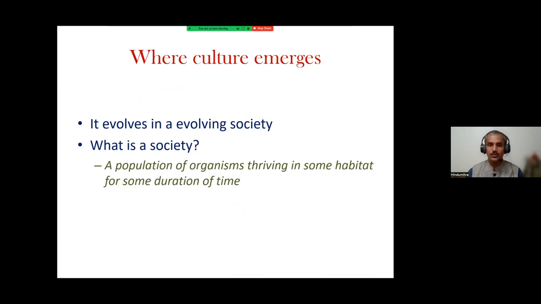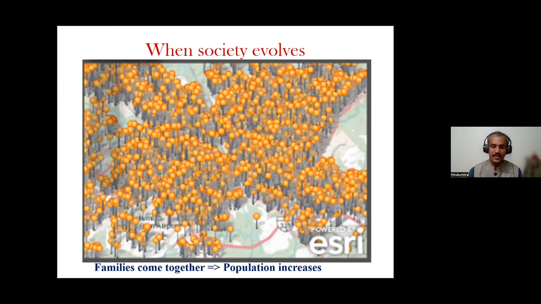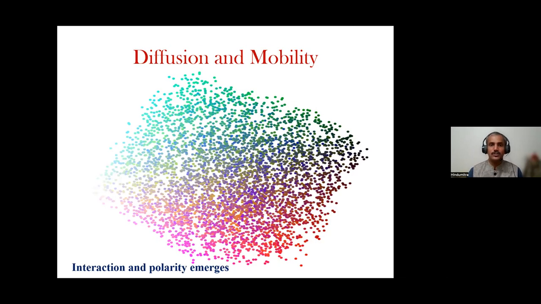Now I would move to how this culture emerges. So we know culture emerges in a society. The society is nothing but a population of people in a certain area. Long back, some people came together and the population increased in a certain area. So due to the temperaments of the people, slowly diffusion and mobility step happens. That means certain people like to have friends with some kind of people and some don't. So that creates a kind of polarity. That means there is a shift in the diffusion and mobility, in how the relations are set up.